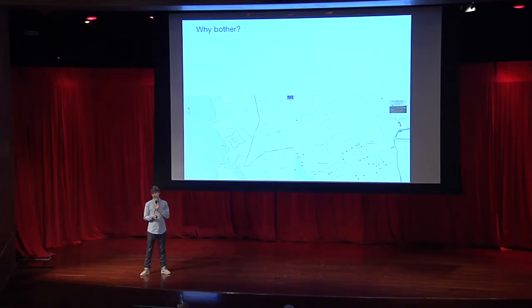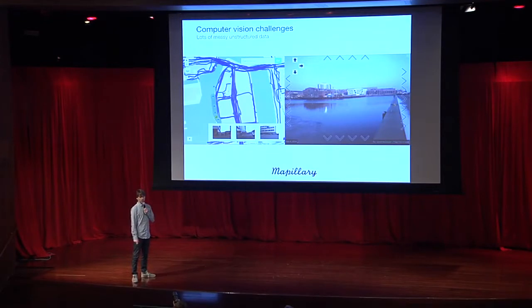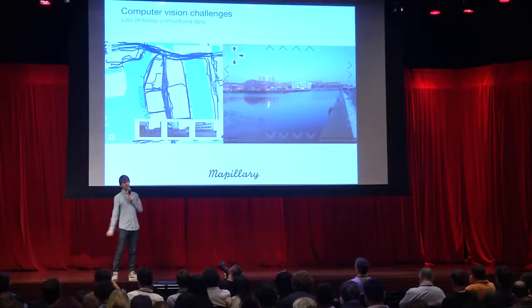So that's the whole thing, right? And since this is a computer vision summit, I'm going to spend a little time talking about the challenges here. You have lots of messy data. You don't know when people will go take photos. They'll take photos with different cameras, different time of day, different time of year, and they'll take photos of whatever they find interesting. And then you get something like this.